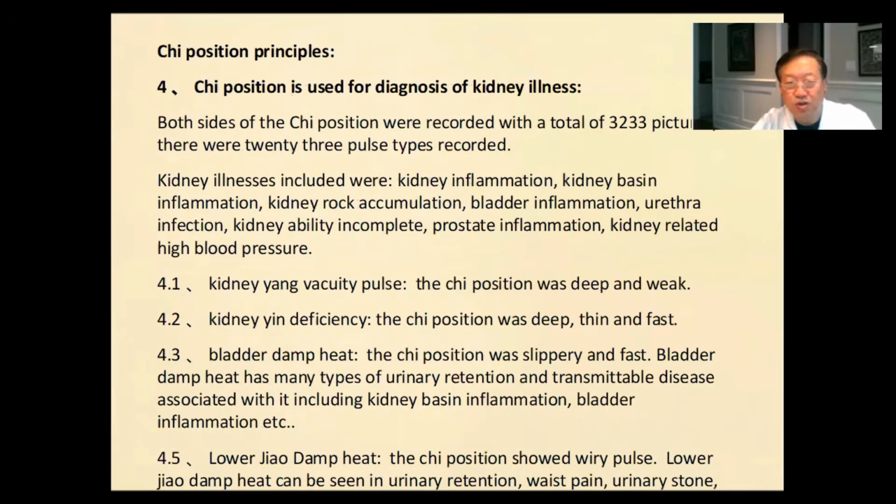Chi position principles. Chi position is used for diagnosis of kidney illnesses. Both sides of the Chi position were recorded, with a total of 3,233 pictures. There were 23 pulse types recorded. Kidney illnesses included were kidney inflammation, kidney basin inflammation, kidney rock accumulation, bladder inflammation, urethra infection, kidney ability incomplete, prostate inflammation, kidney-related high blood pressure.